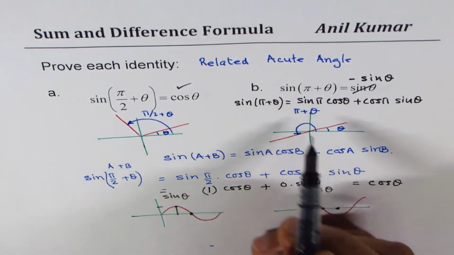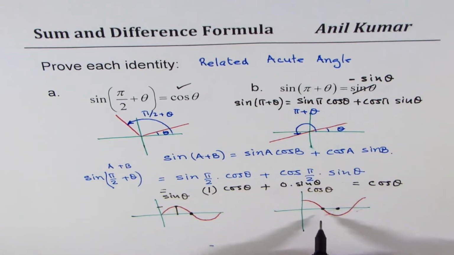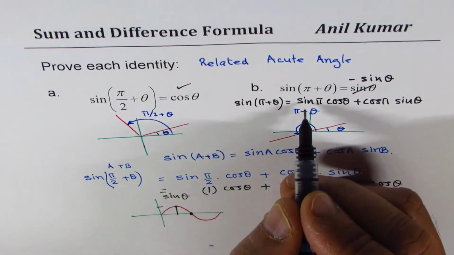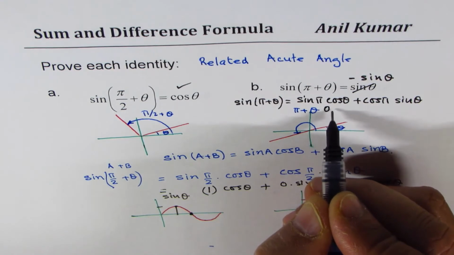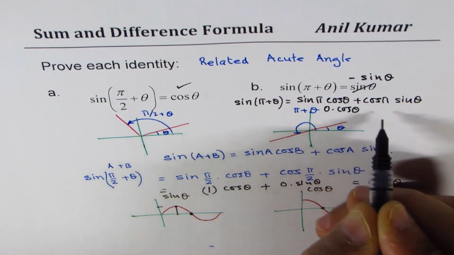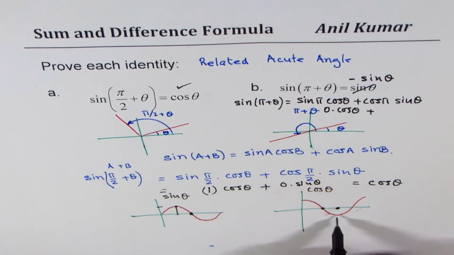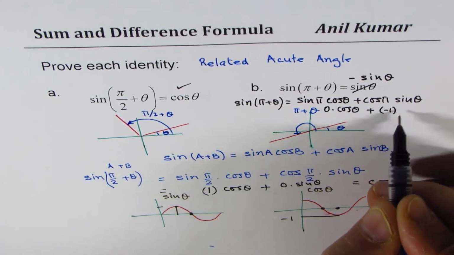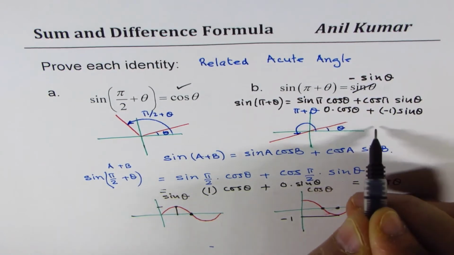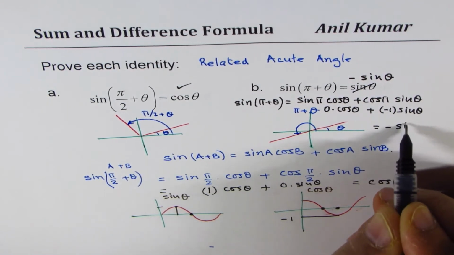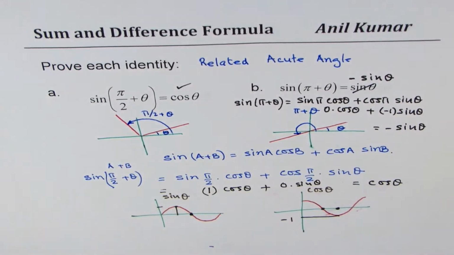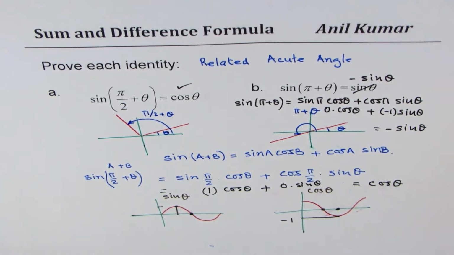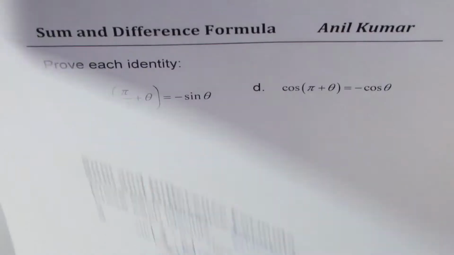Now in this particular case, sine pi is 0. So the first term is 0. So we are left with 0 times cos theta plus cos pi is -1. So it should be -1 times sine theta, right? And what we get here is minus sine theta. So I hope that is absolutely clear. Good, I saw it. Okay, let's move on.